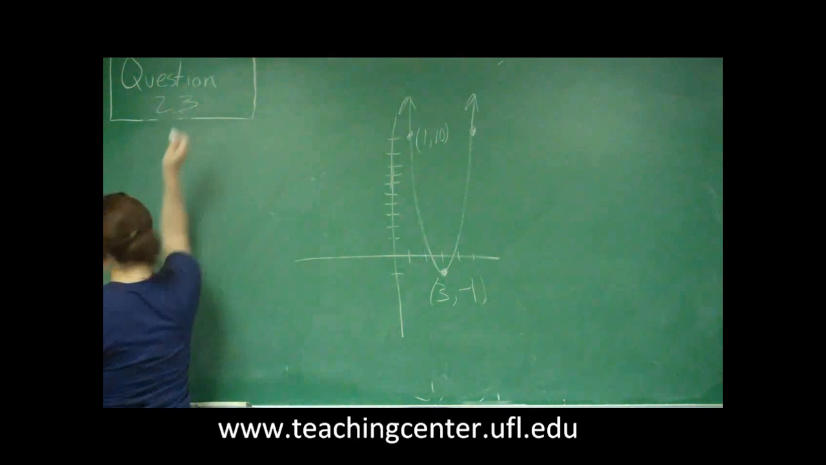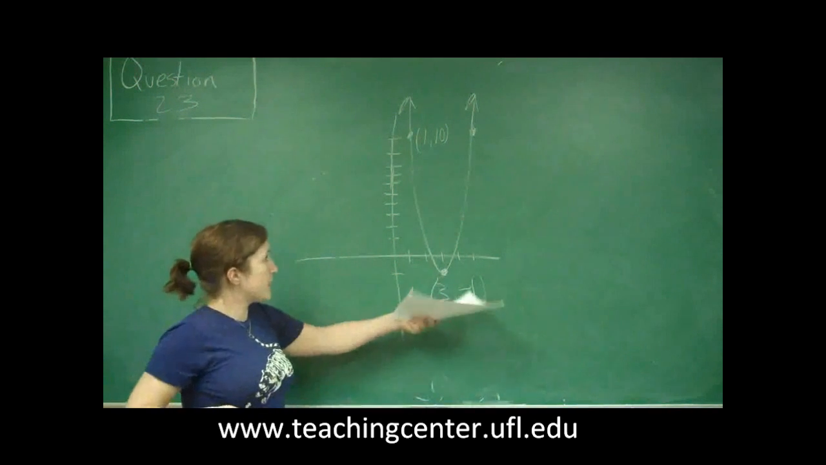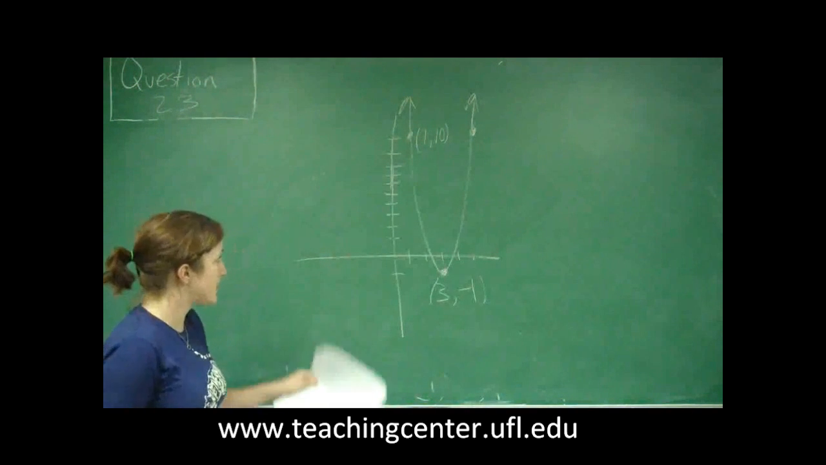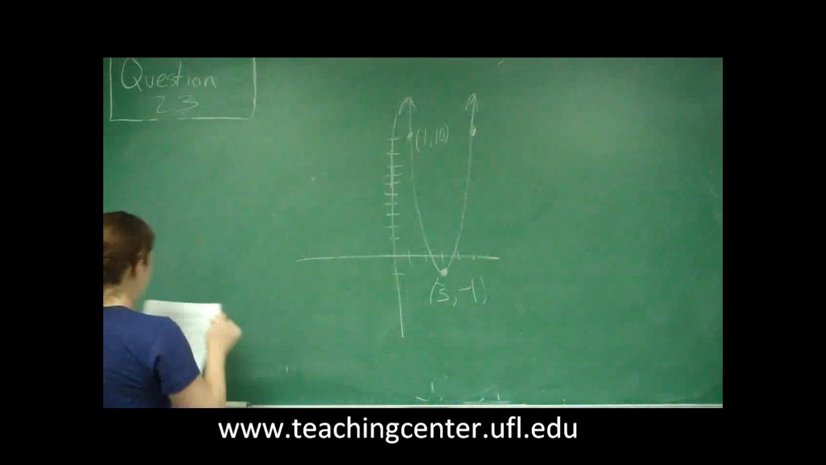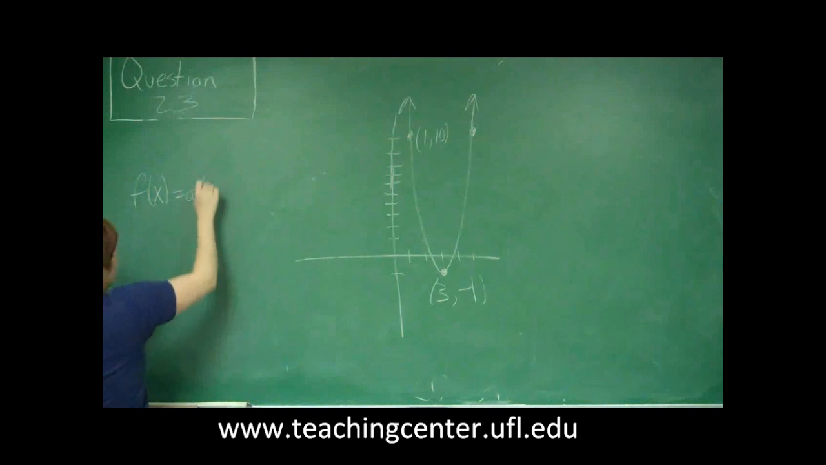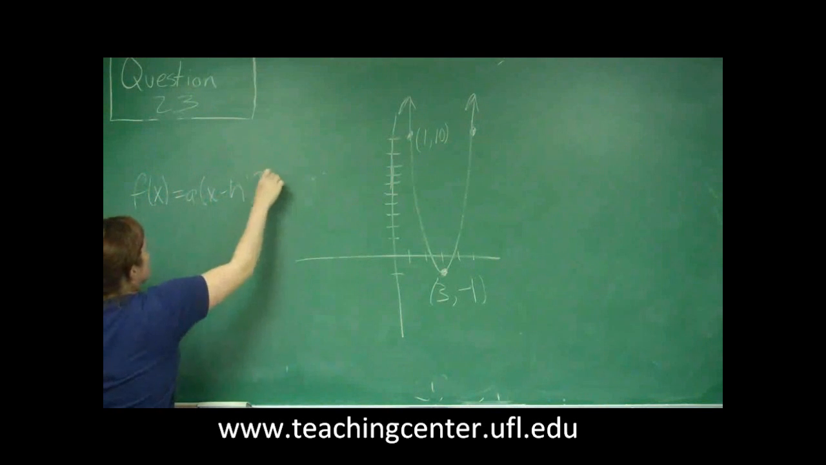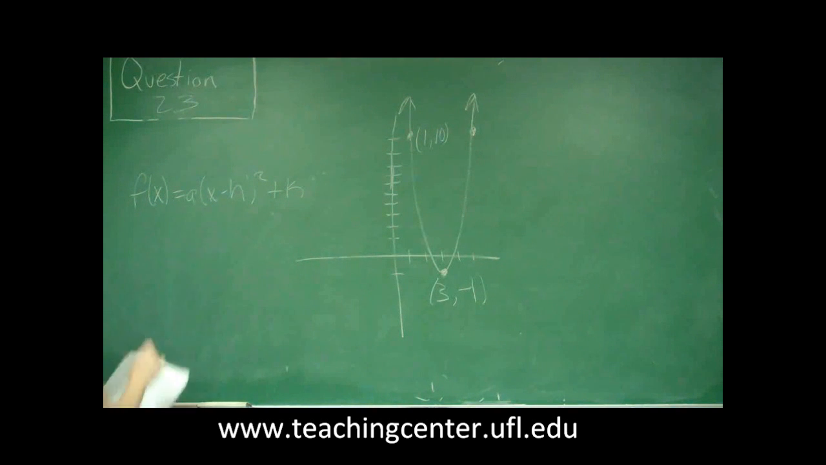Problem number 23. It gives us this graph here with the vertex at (3, -1) and also the point (1, 10) on our graph. It wants us to determine the equation of the graph given as f(x) = a(x - h)^2 + k. So what we need to first do is plug in the information that we know.